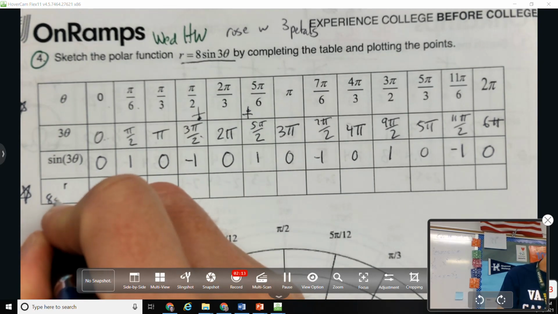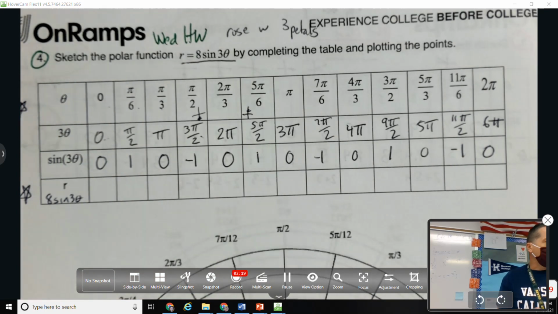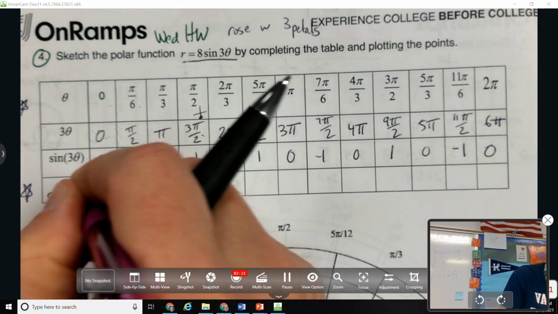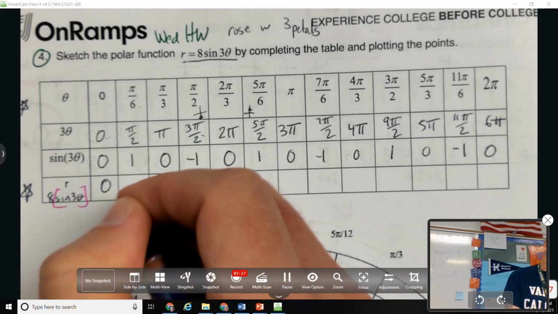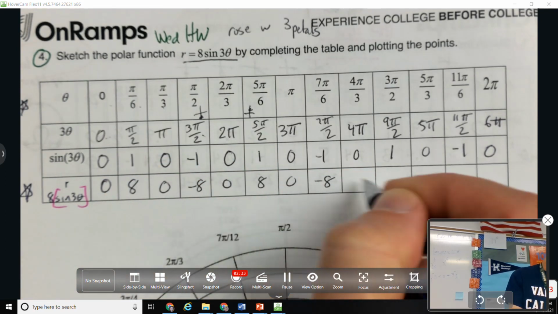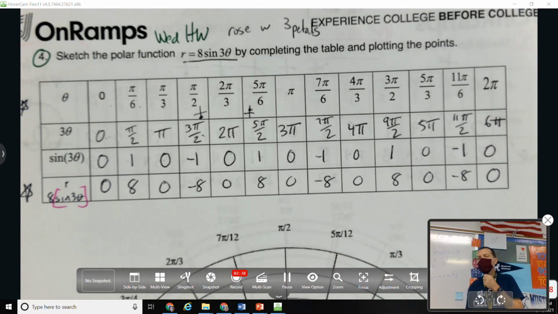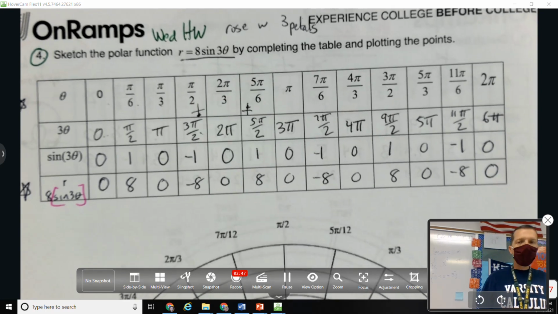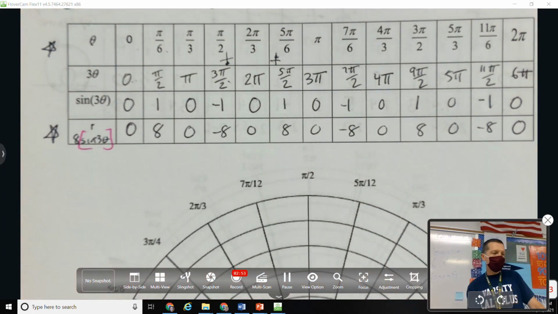r is equal to 8 times sine of 3 theta, and we already have sine of 3 theta. So I just need to do 8 times this row. So 8 times 0, 8 times 1, and so on. I'm really good at multiplying by 8 when it's zeros and ones. So now I'll use the theta and the r to graph the function.